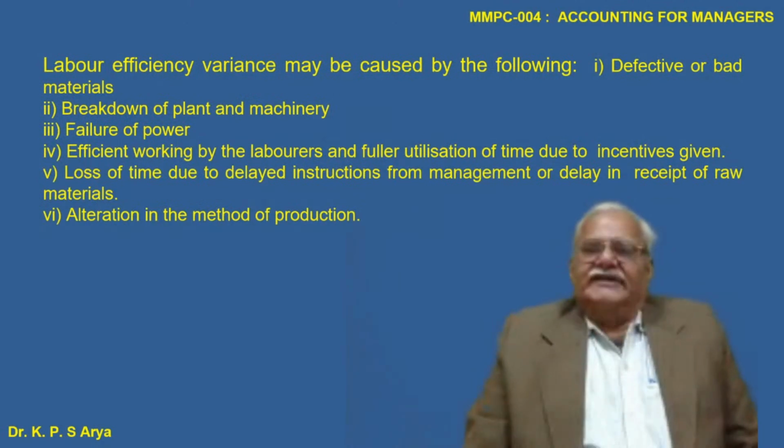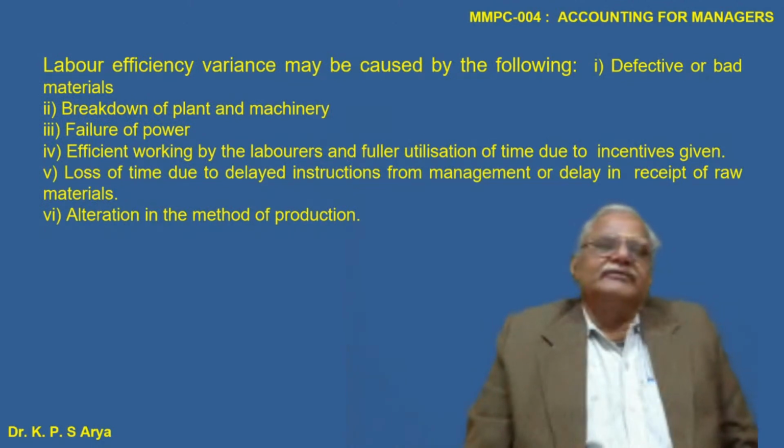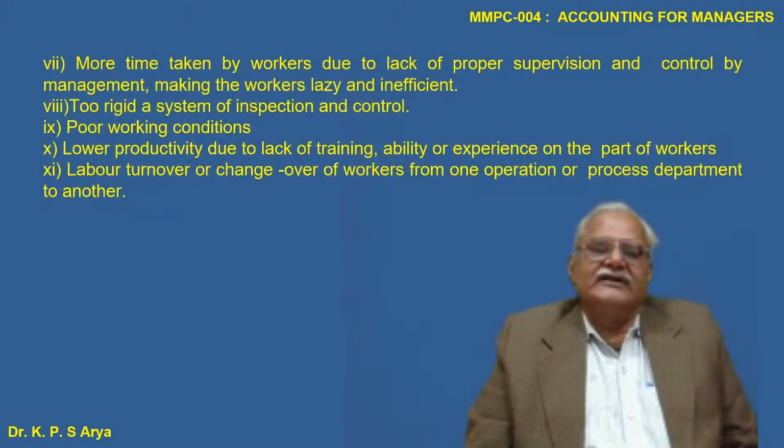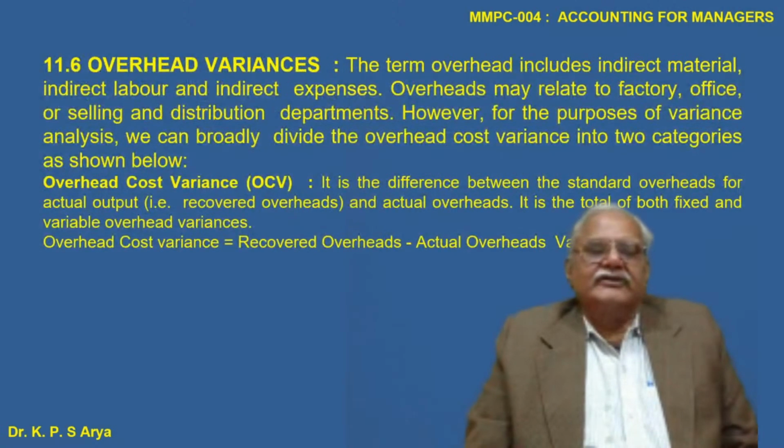The labor efficiency variance may be caused by the following things: defective or bad material; breakdown of the plant and machinery; failure of power; efficient working by the laborers and better utilization of time due to incentives given; loss of time due to delayed instructions from management or delayed receipt of raw material; alteration in the method of production; more time taken by workers due to lack of proper supervision and control by the management, making the workers lazy and inefficient; too rigid a system of inspection and control; poor working conditions; lower productivity due to lack of training, ability or experience on the part of the workers; labor turnover or change over of the workers from one operation or process or department to another.